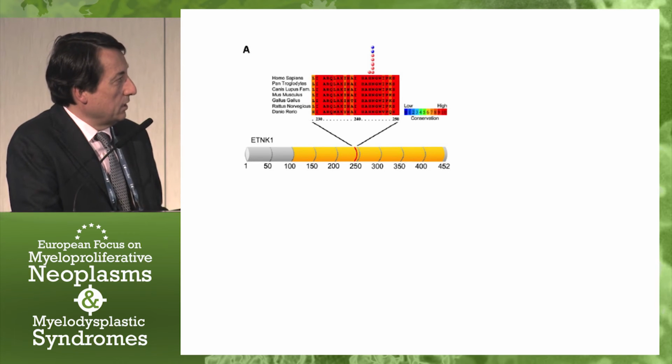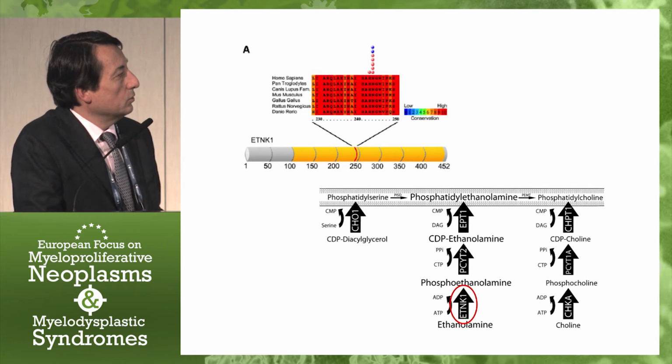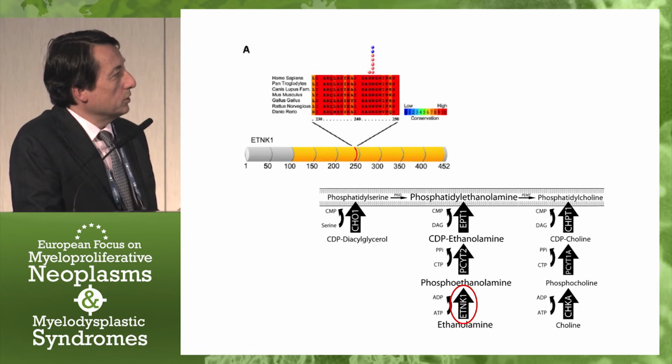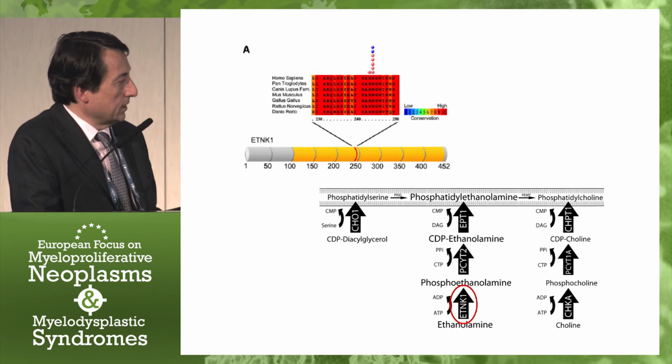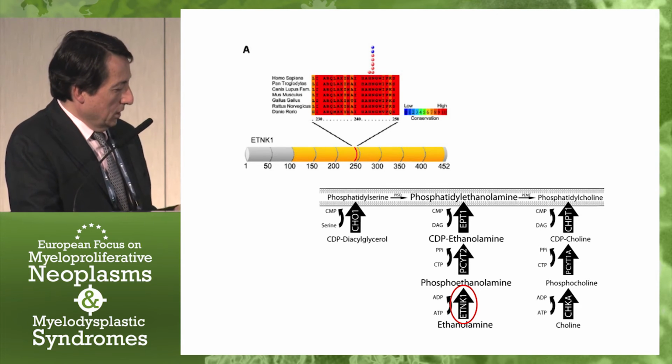And ETNK is an enzyme that is involved in the synthesis of phosphatidylethanolamine, which then can go to a membrane lipid and anchor other proteins, or be involved in cell motility. So we tried to understand what the mutation does.